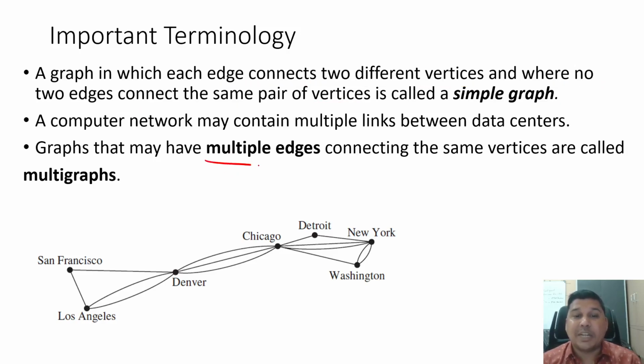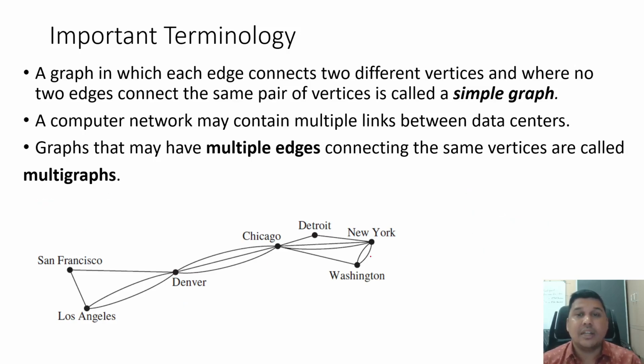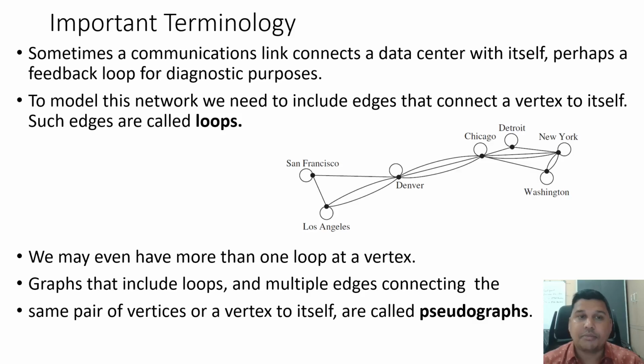If you have multiple edges, see here, between Denver and Chicago, I have three separate routes. If you observe this graph, it means between two vertices V1 and V2 there are multiple edges. That kind of graph is called a multigraph. Okay, simple graph, multigraph. Next terminology, loops. Sometimes we have to connect a vertex to itself.